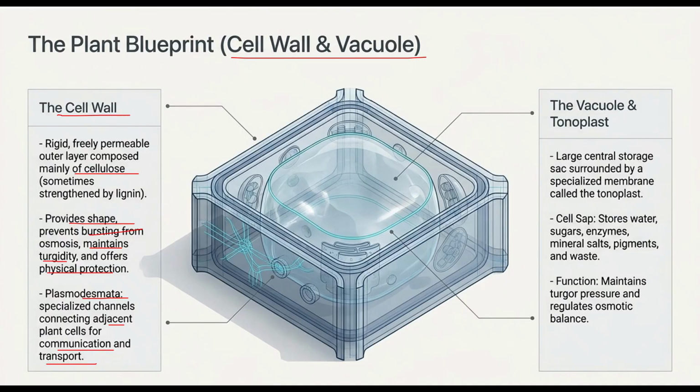And what about the vacuole and tonoplast? A vacuole is a large central storage sac surrounded by a specialized membrane called a tonoplast. And the cell sap inside it stores the water, sugars, enzymes, mineral salts, pigments, and waste. What is the function? Maintains turgor pressure and regulates the osmotic balance. So it is also very important, right?